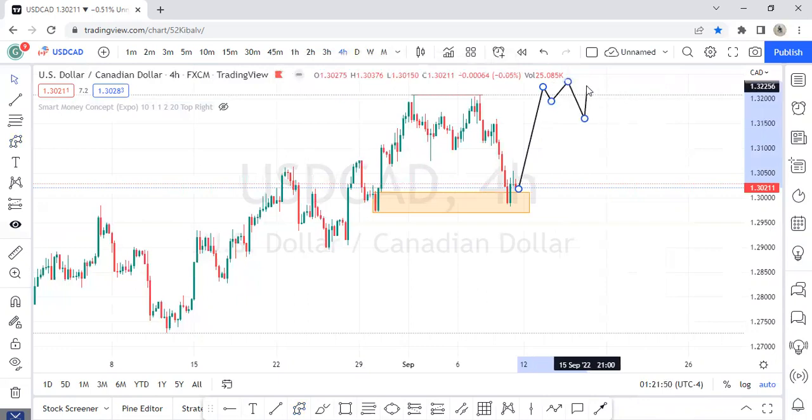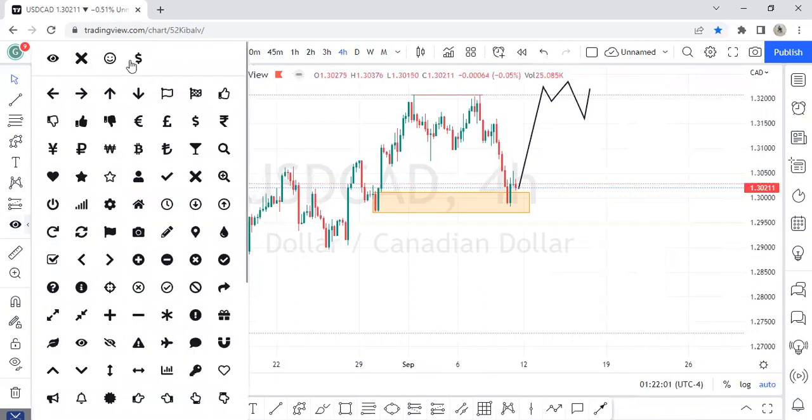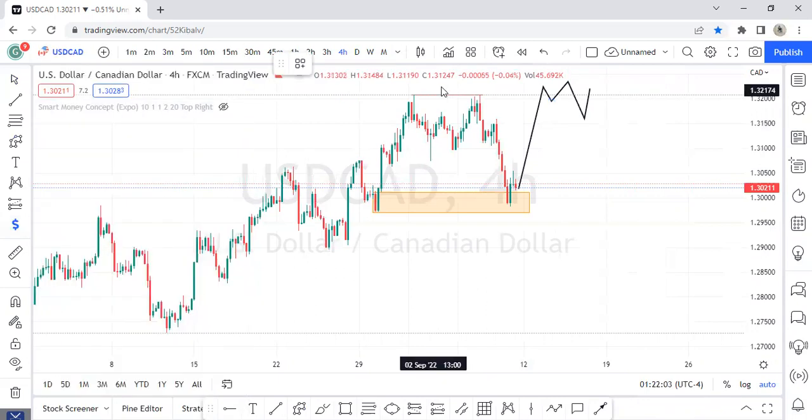This is what I'm expecting on the dollar index. Market may likely go for this high, redistribute and go lower. It's very possible. This has a clear target, so I'm keeping an eye on that high.